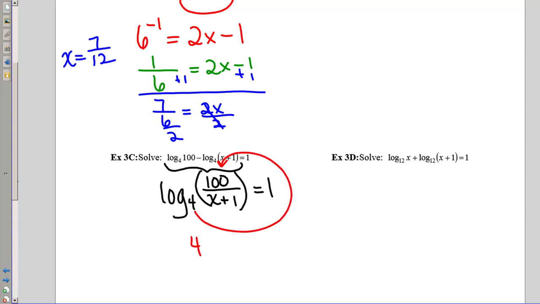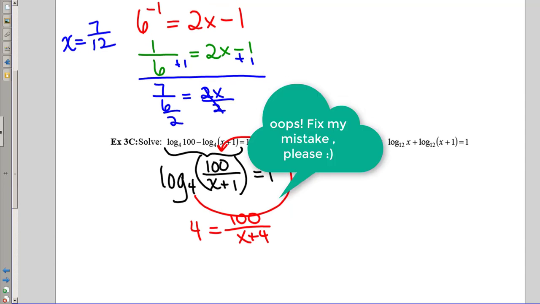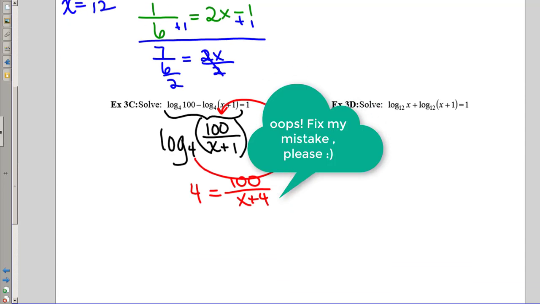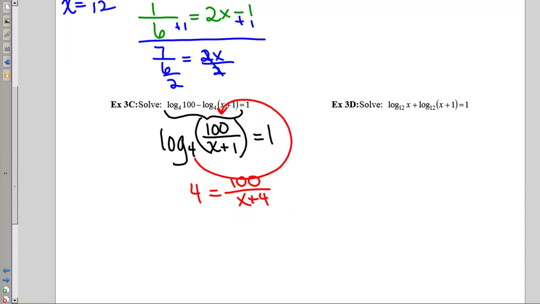So then you have 4 equals 100 divided by x plus 1. And then you can go ahead and solve using cross multiplication. Okay, so I'll let you finish up 3C and try 3D. Tomorrow we'll do example 4 in class using the graphing calculator, and we'll also use the graphing calculator to check each of these problems.